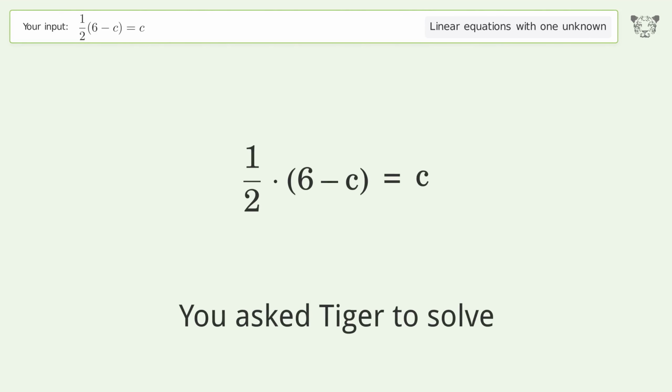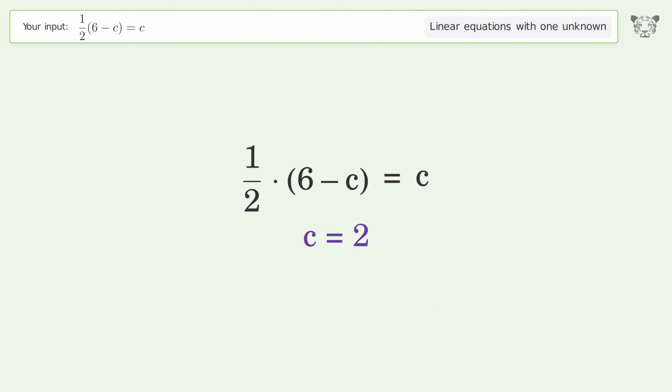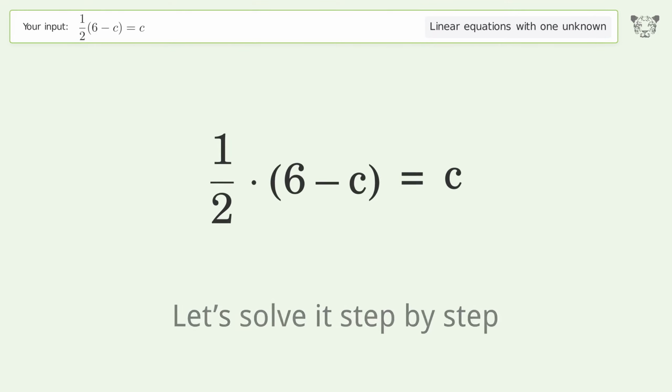You ask Tiger to solve. This deals with linear equations with one unknown. The final result is c equals 2. Let's solve it step by step.